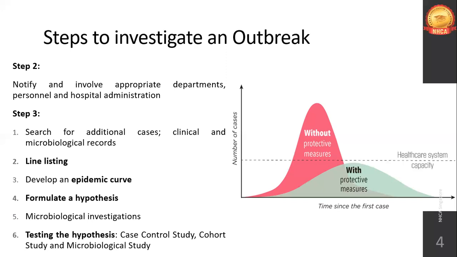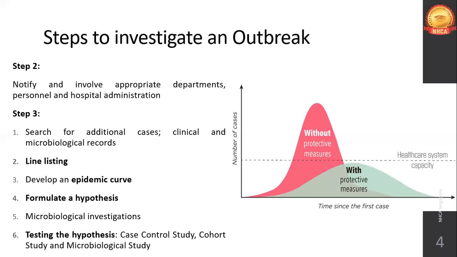Okay, so to understand which group of the population has a high risk of exposure to this particular outbreak, accordingly, gender wise, age wise, or underlying disease wise, you can take preventive action. Then you have to formulate a hypothesis.